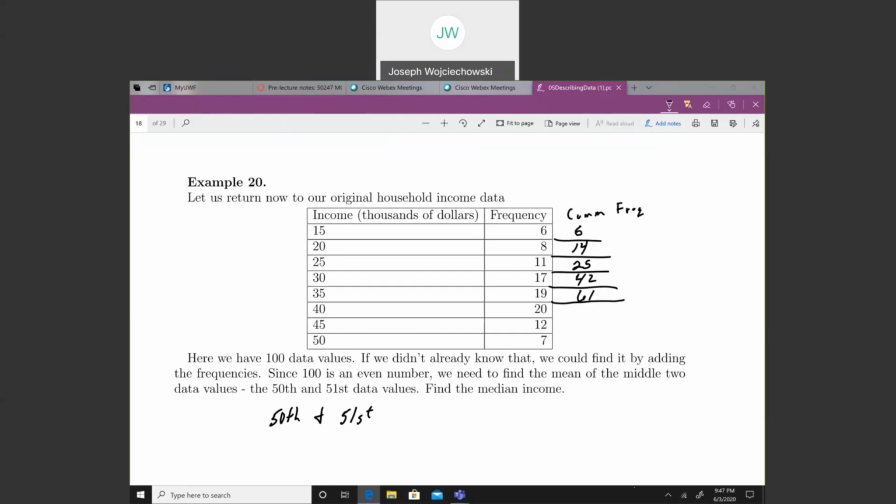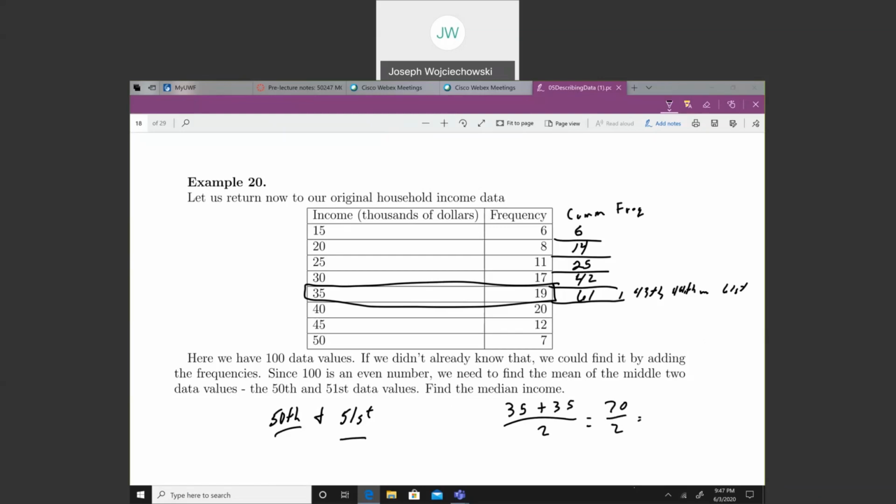So basically what we're saying is the 43rd, 44th, all the way to the 61st are in this section here. Which means that the 50th and the 51st are in there as well. So we have the 50th, which would be 35, plus the 51st, which would be 35, over 2. That's 70 over 2, or 35. That would be the median. That's how we do it with a frequency table.